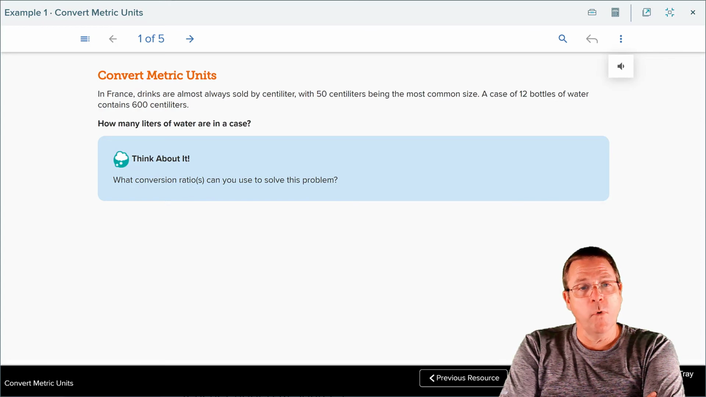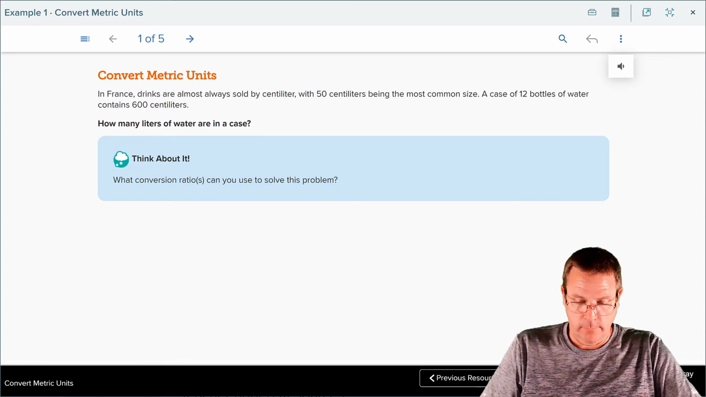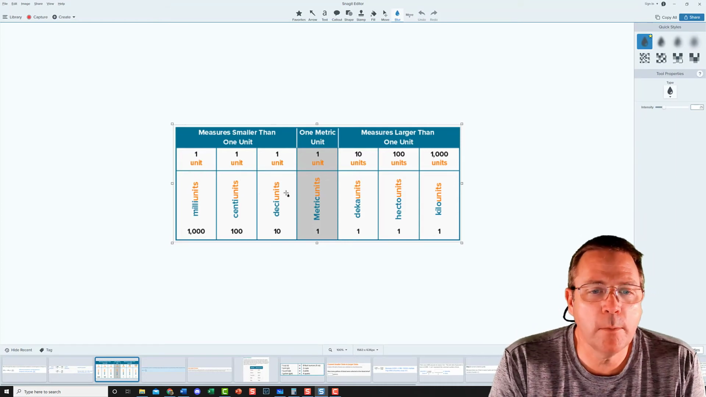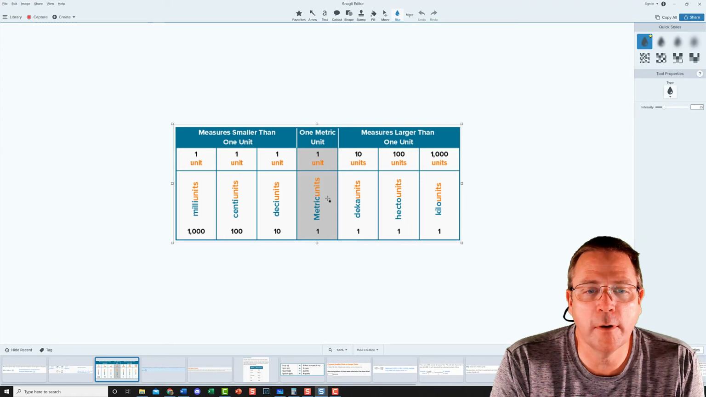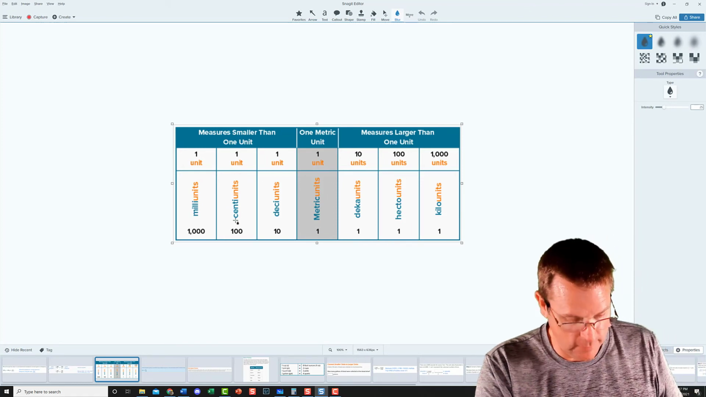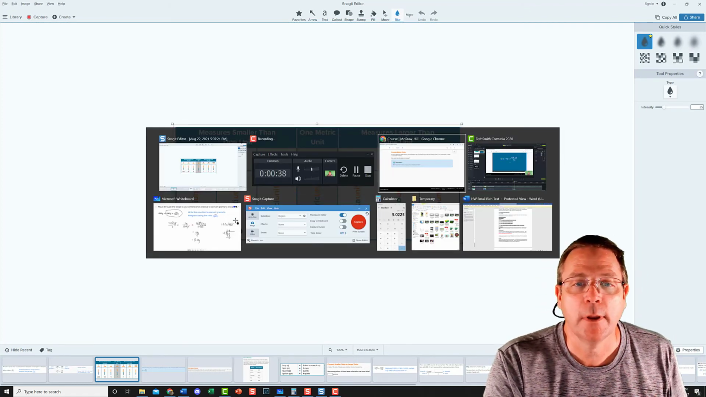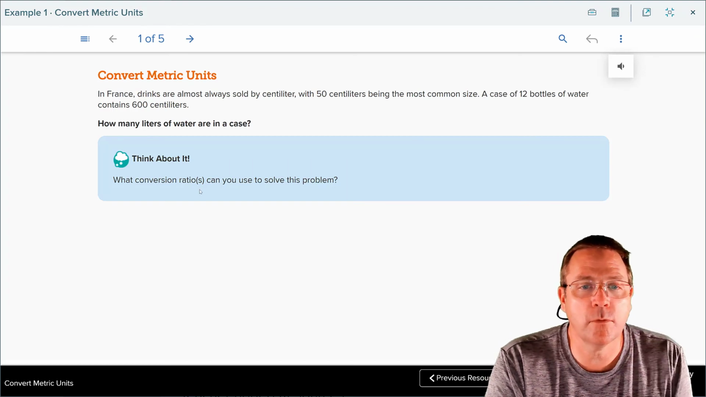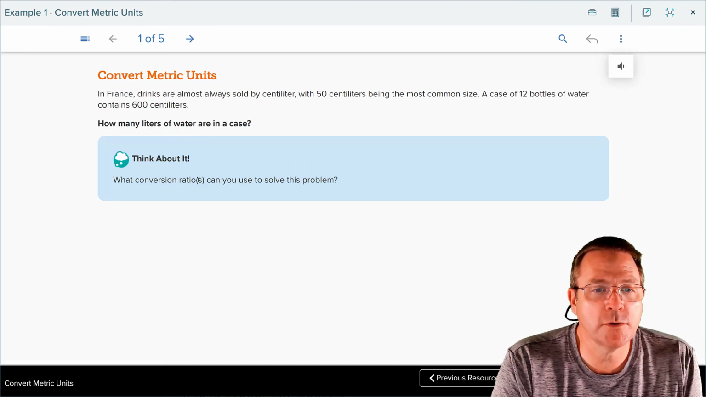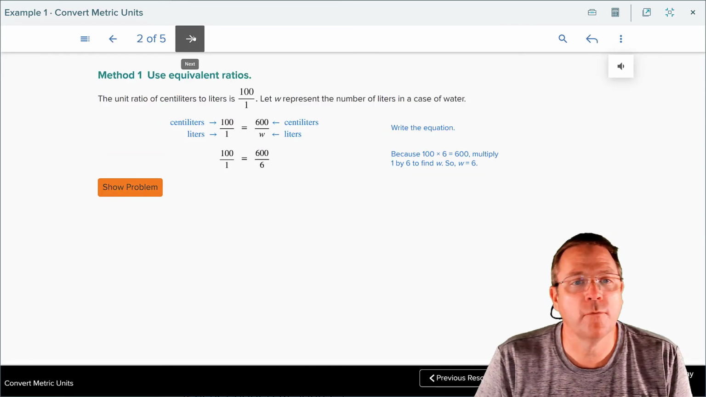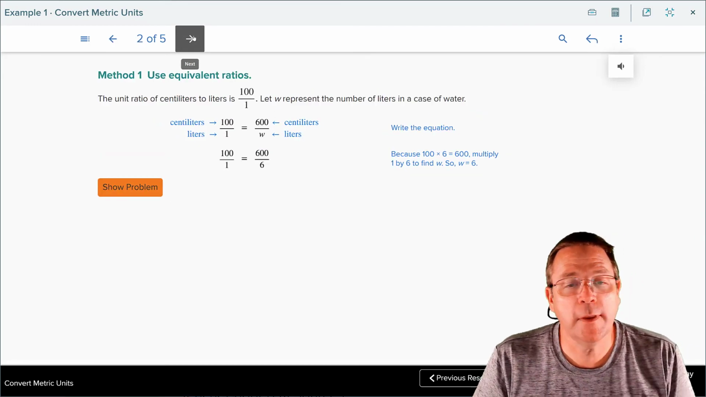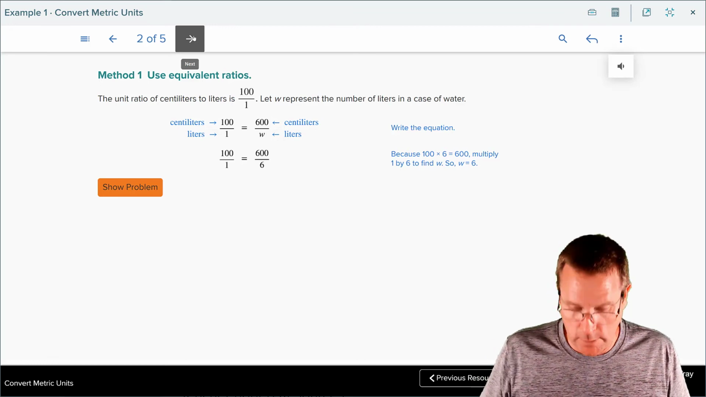Well, first off, what conversion ratios can you use to solve this problem? Now, first thing I want to point out here is that centiliters are 1/100th of a liter. There's 100 centiliters in a liter, and that's going to be important for solving this problem. So what conversion ratios are we going to use? We're going to use 100 centiliters for every 1 liter. And using the equivalent ratios method is going to look like this.